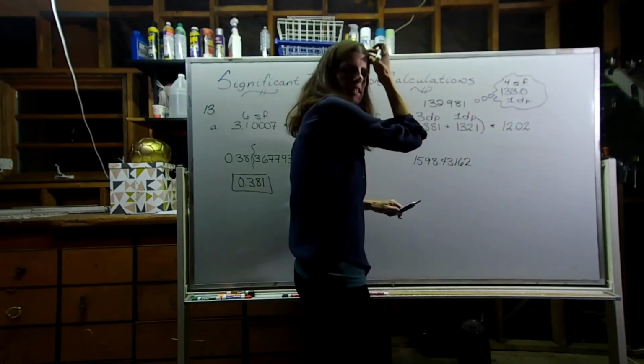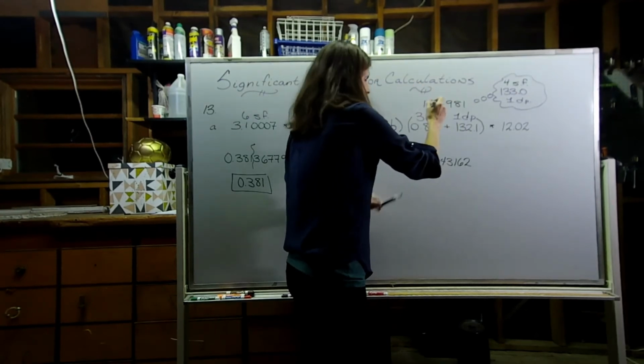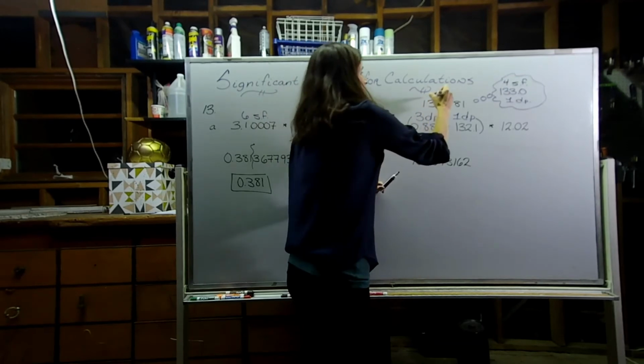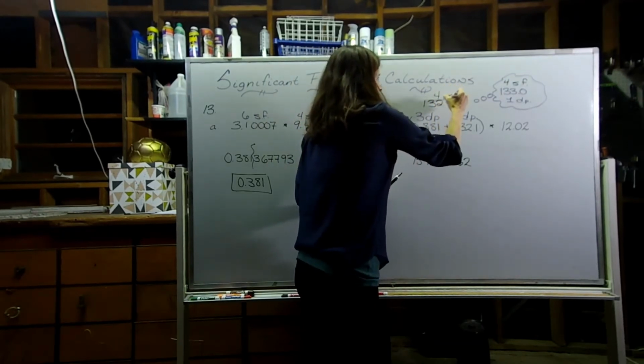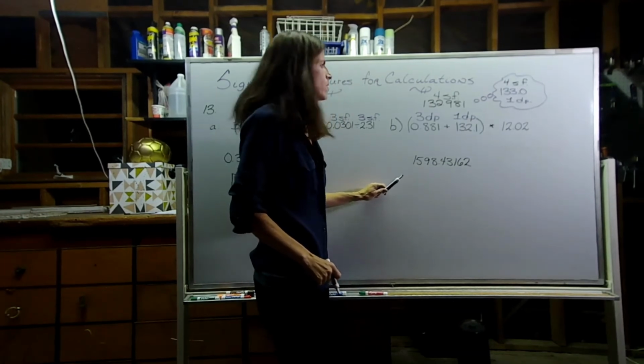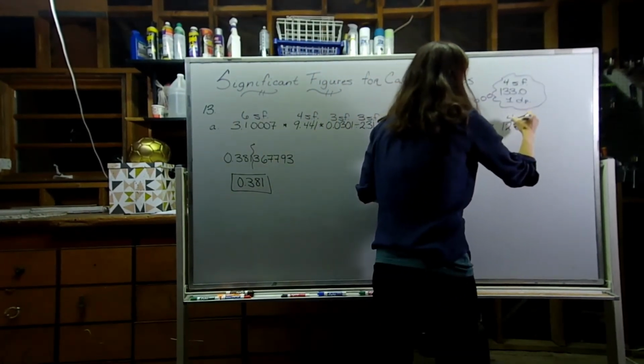So that's in the back of my head. I'm working with this number. This number, even though the way I wrote it there has 6 sig figs, in the back of my head, I'm thinking this just has 4 sig figs. And this number over here also has 4 sig figs.